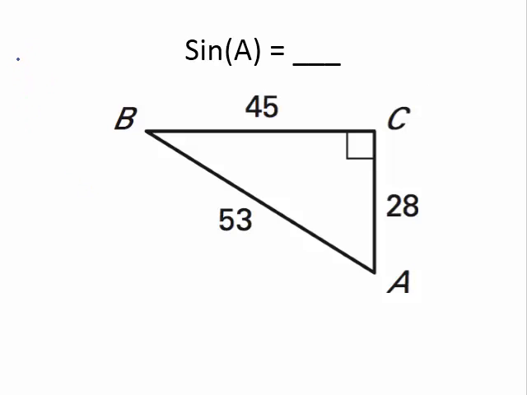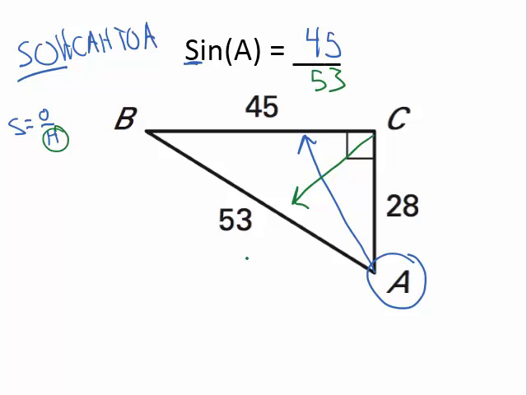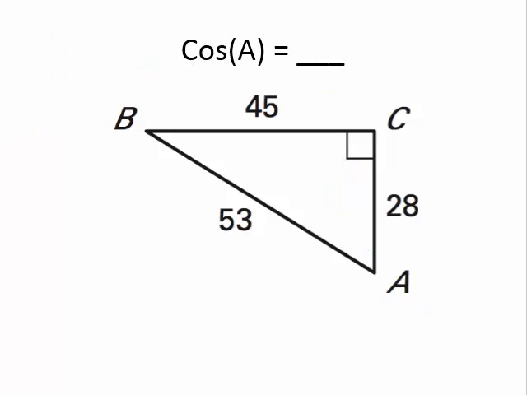So a good way to do these is to remember that word SOHCAHTOA. We're looking at the SOH part since it's sine. So sine is equal to the opposite over the hypotenuse. So sine A, we find A. We're looking for the opposite side. We follow the angle across and we land on 45 over the hypotenuse. Now the hypotenuse is always across from that right angle, so our hypotenuse is 53. Here's another one for you to try.